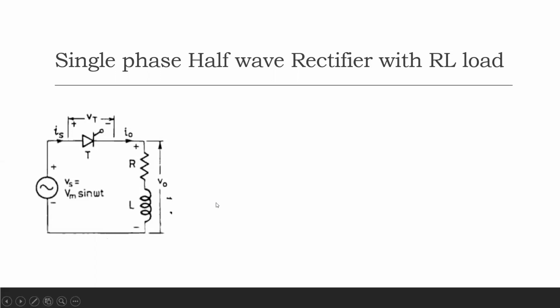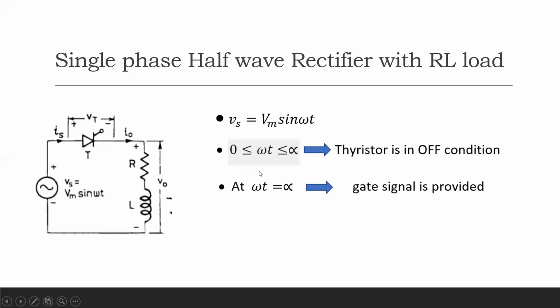But before that, we will define the supply voltage as Vs equal to Vm sin omega t. Okay, it will be a purely sinusoidal supply. So let us assume that we have applied a gate pulse to this thyristor at omega t equal to alpha. Okay, hence from the instant alpha itself, the thyristor will start conducting, right?